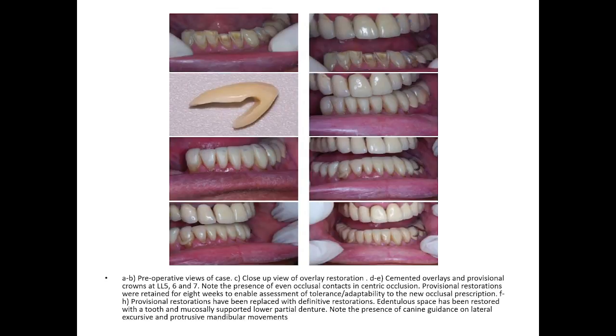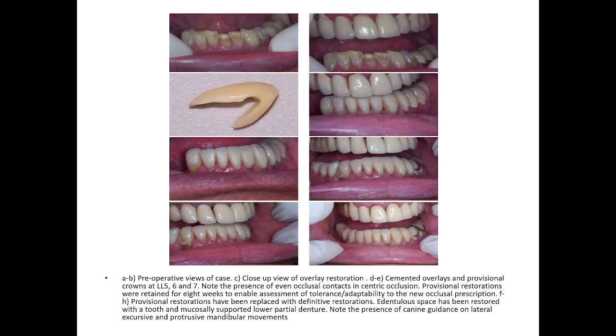So this is a case for a patient where we used cemented overlays and provisional crowns at the lower left 5. And also we can see the presence of even occlusal contacts in centric occlusion. Provisional restorations were retained for 8 weeks, around 2 months, to enable assessment of the tolerance and adaptability to the new occlusal prescription or dimension. Provisional restorations have been replaced with definitive, permanent restorations.